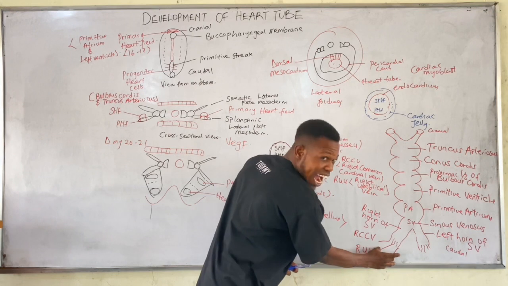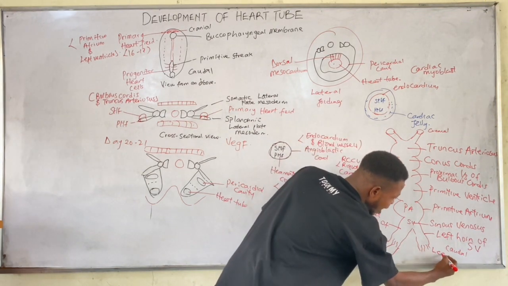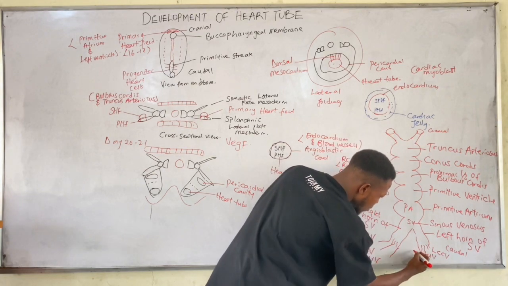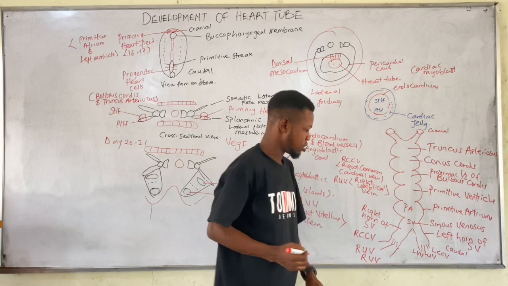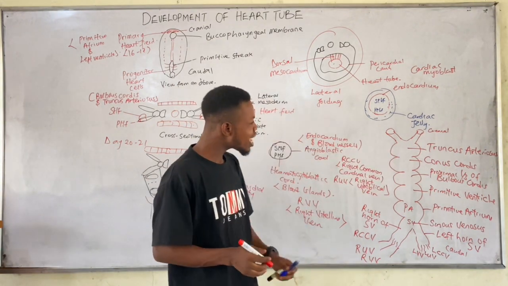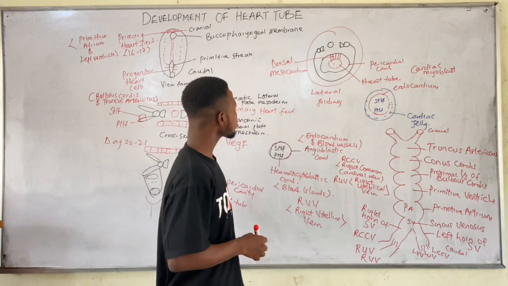So if these veins are on the right, then the same veins will also be on the left. Coming from here, we have the left common cardinal vein, the left umbilical vein, and the left vitelline vein. So that is about the heart tube. So this is the structure of the heart tube. Now let's look at what this heart tube will become in adult life.